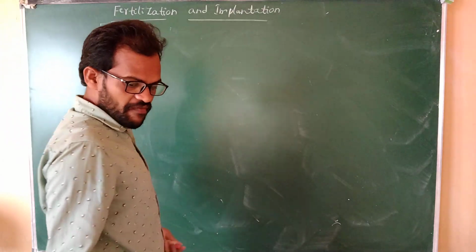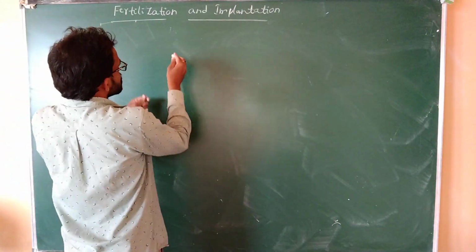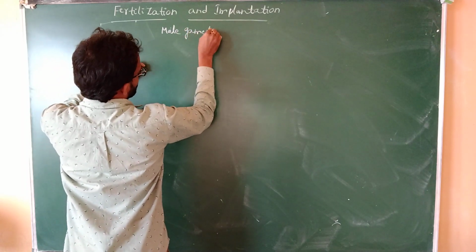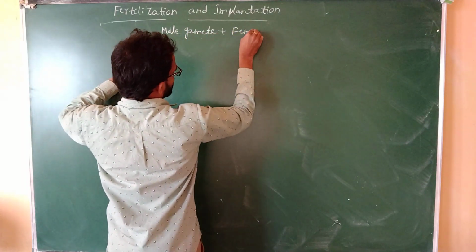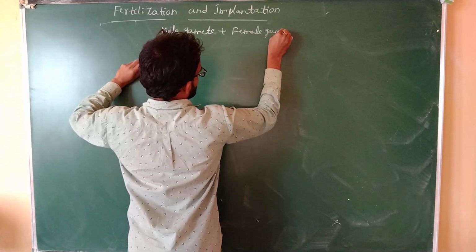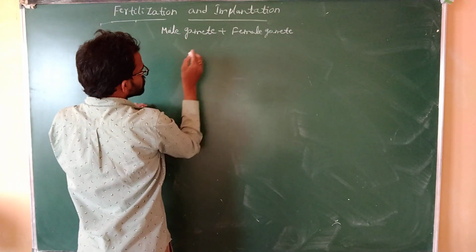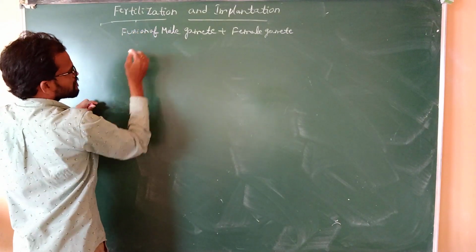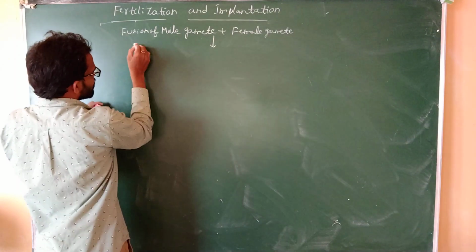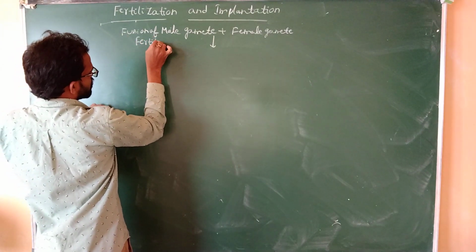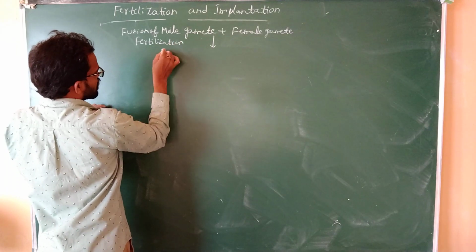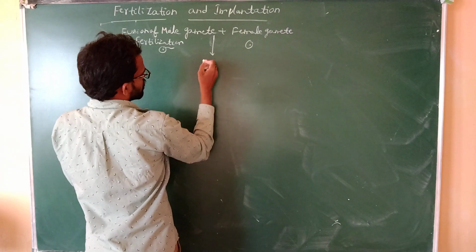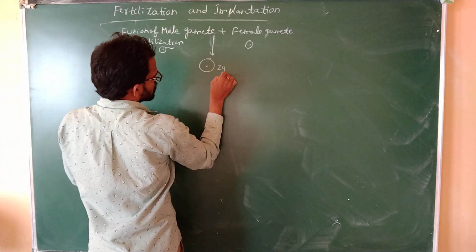The first one is fertilization. The male gamete plus the female gamete. The fusion of the male and female gametes is known as fertilization. After fertilization, the sperm cell and the egg cell lead to the formation of the zygote.